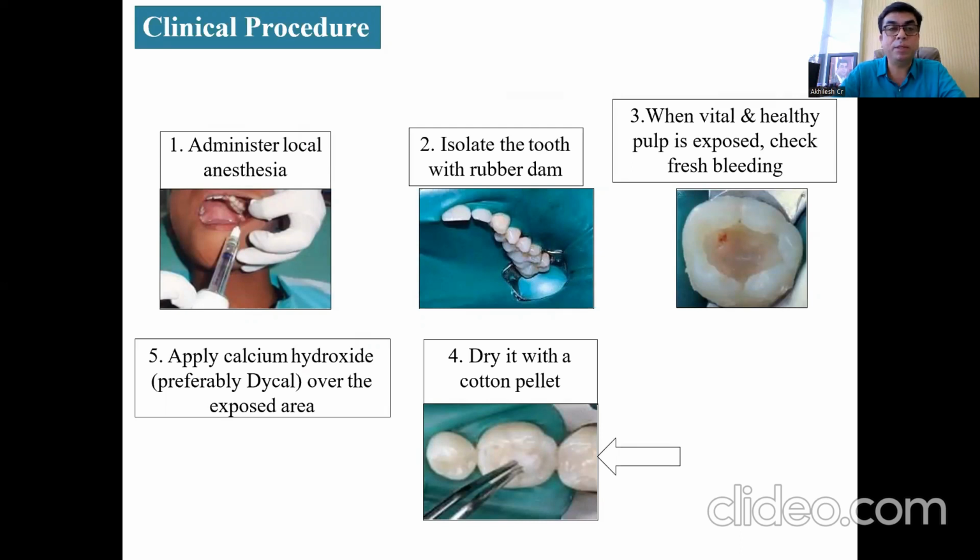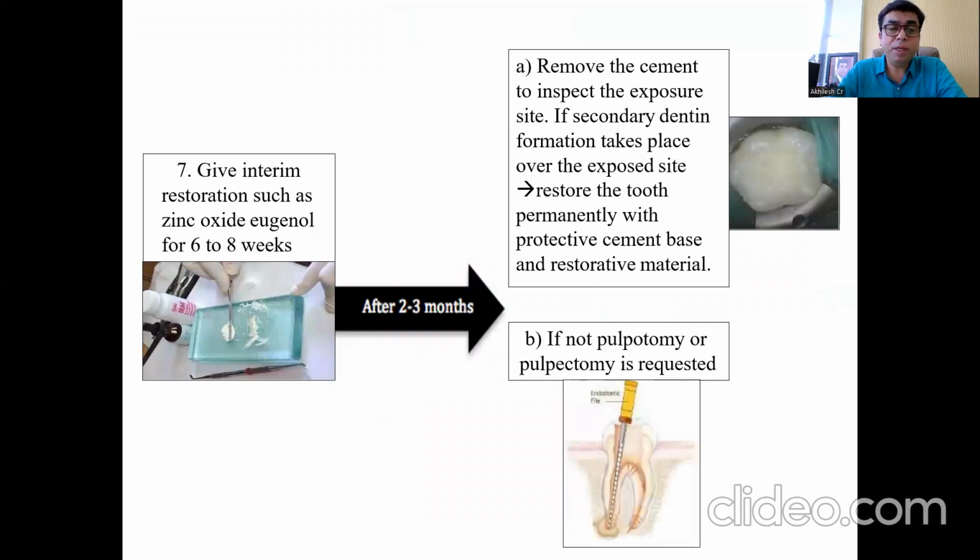So what is the clinical procedure in this? We have to administer local anesthesia. LA is given. Isolate the tooth with rubber dam. When the vital healthy pulp is exposed, check for fresh bleeding. Apply calcium hydroxide, preferably Dycal, over the exposed area. Dry it with a cotton pellet. Give an interim restoration such as zinc oxide eugenol for 6 to 8 weeks. After 2 to 3 months, remove the cement to inspect the exposure site. If secondary dentin formation has taken place over the exposed site, restore the tooth permanently with protective cement base and restorative material. If not, you have to go for pulpotomy or pulpectomy, as required.